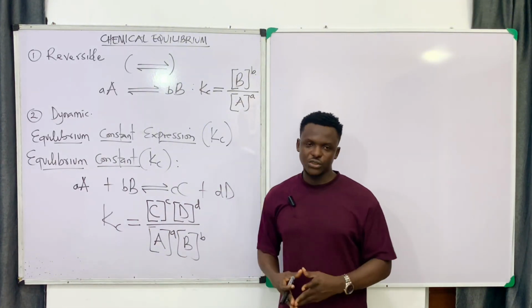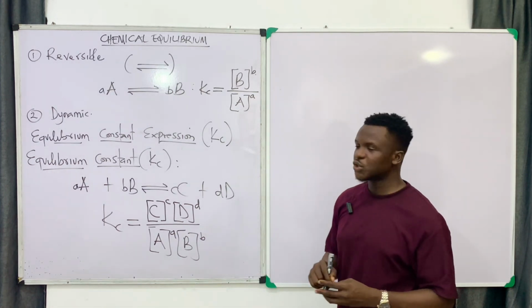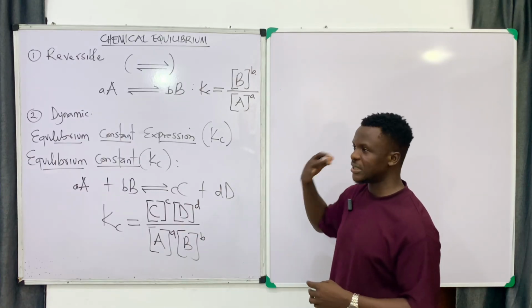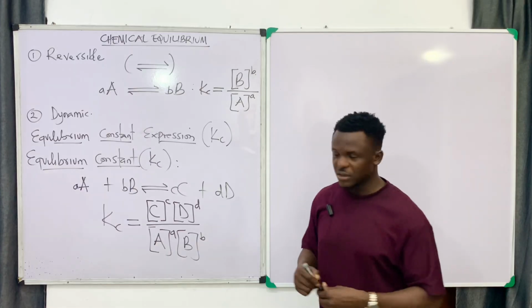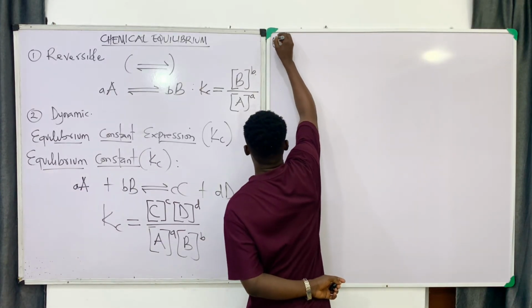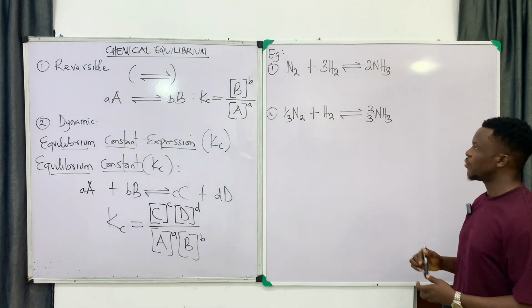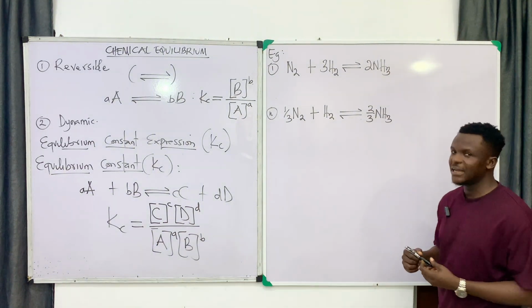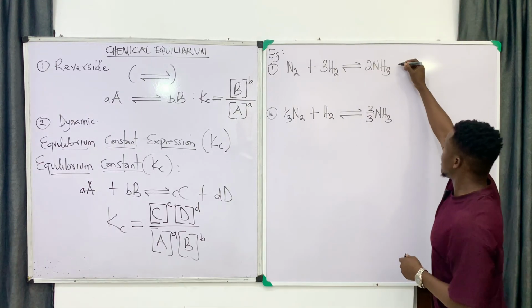All right, so what we just did is write the equilibrium constant expression for hypothetical reactions. Now I'm going to give us a real reaction, for us to see how we can write the equilibrium constant for real reactions. So we have the following example. Now let's look at these two reactions. Imagine you're asked to write the equilibrium constant expression for this. So this is basically what we're going to do.